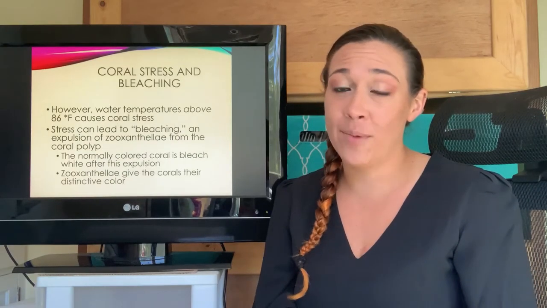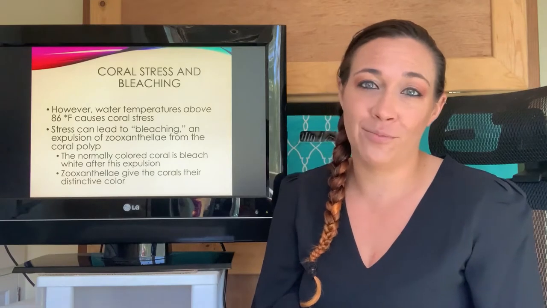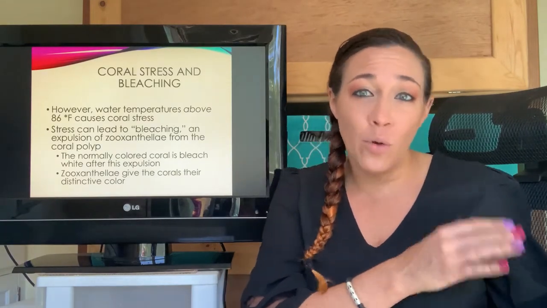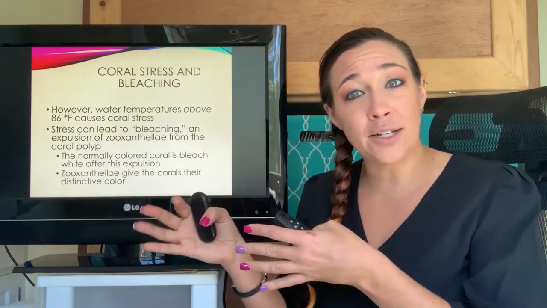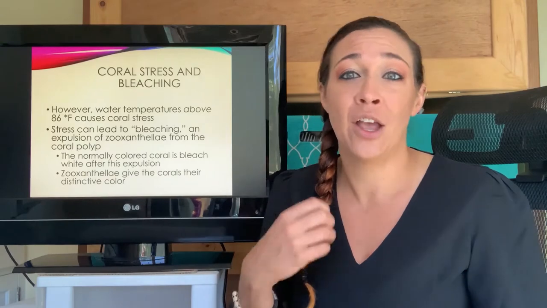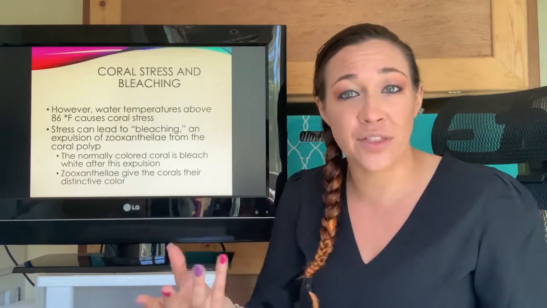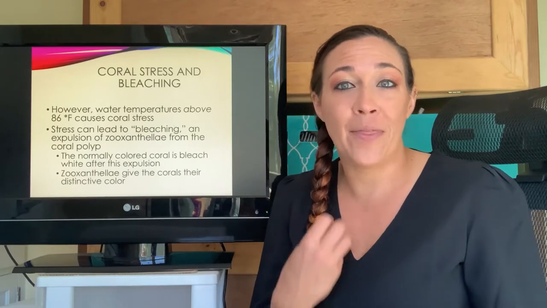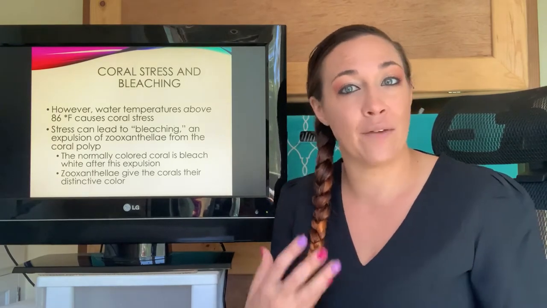When it's too hot, remember we talked about the whole climate change thing. Too cold, bad. They won't grow, they won't reproduce. Too hot, they die off. They die off because they start kicking out their zooxanthellae, which causes them to bleach. It causes them to lose that color, and therefore they can't feed themselves anymore if they don't have that zooxanthellae.